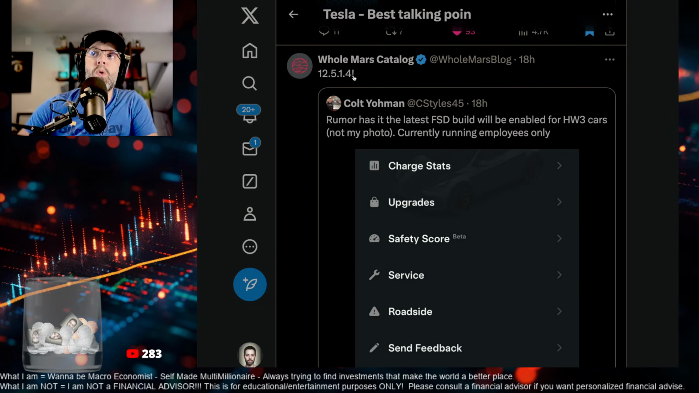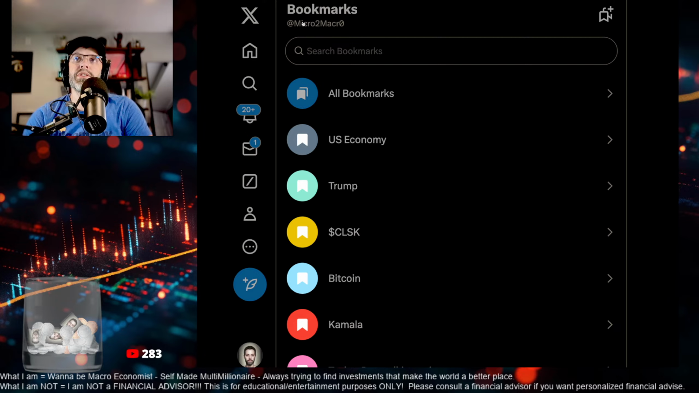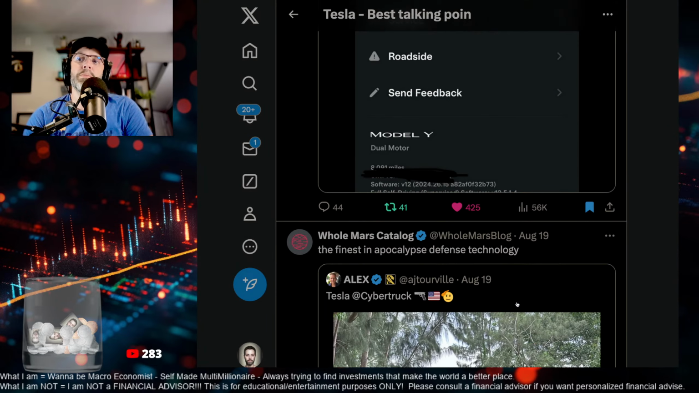12.5.1.4. So my wife's Model Y, which is hardware 3, will be getting this new version of FSD that's so badass that everybody's talking about. I think that's a pretty cool thing.